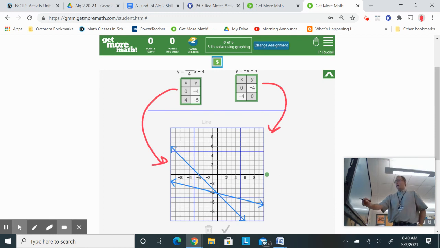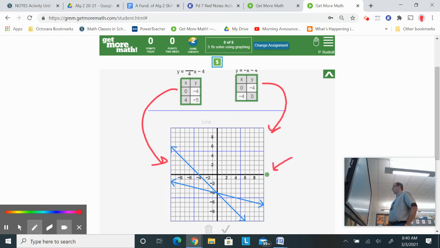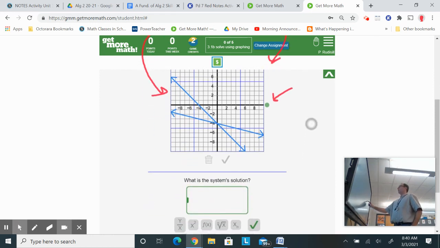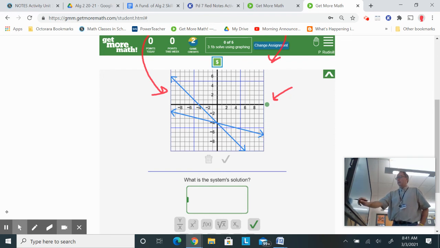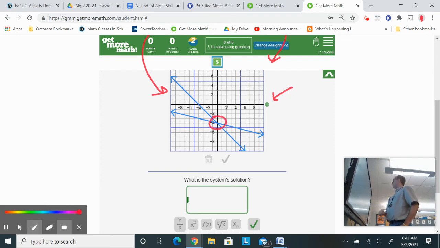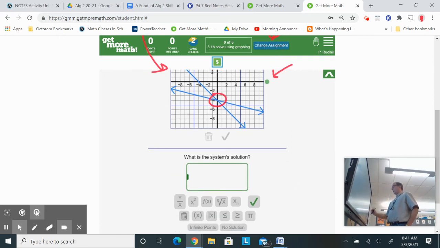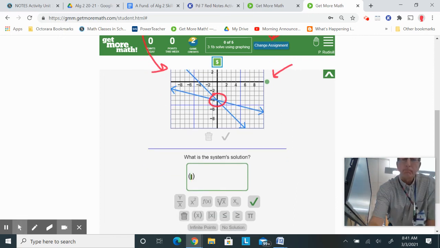And I have my dot here. I have my green dot showed up. So I know that's correct. So I have to see where they intersect. And they both intersect. As you can see, this point right here, which was 0, -4. So I would then tap that in down below.